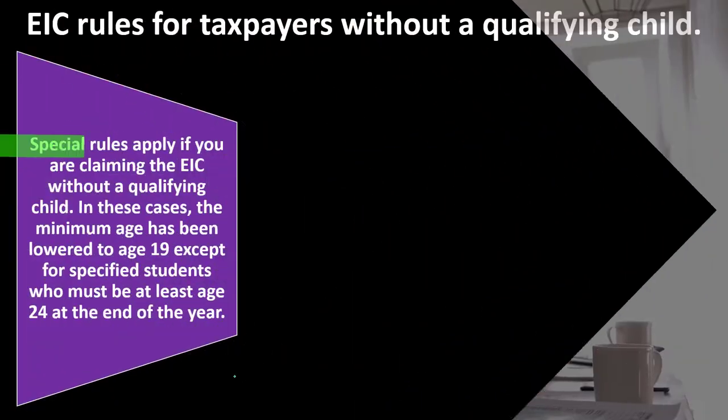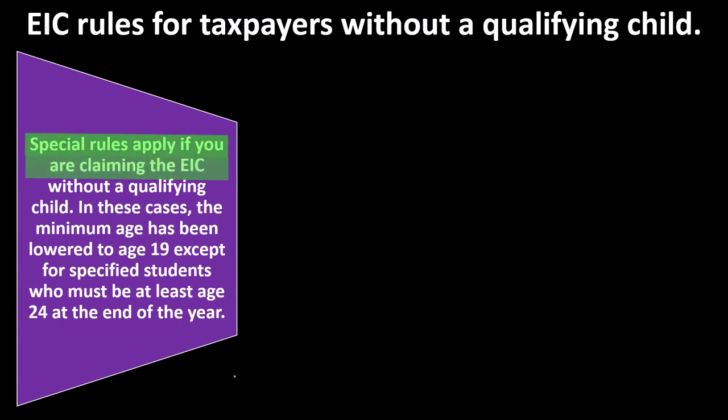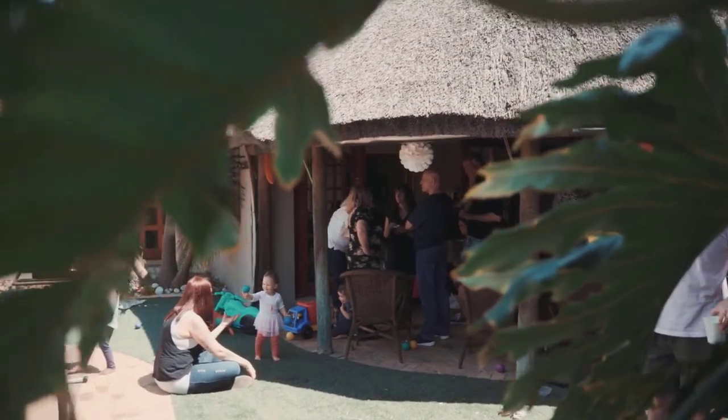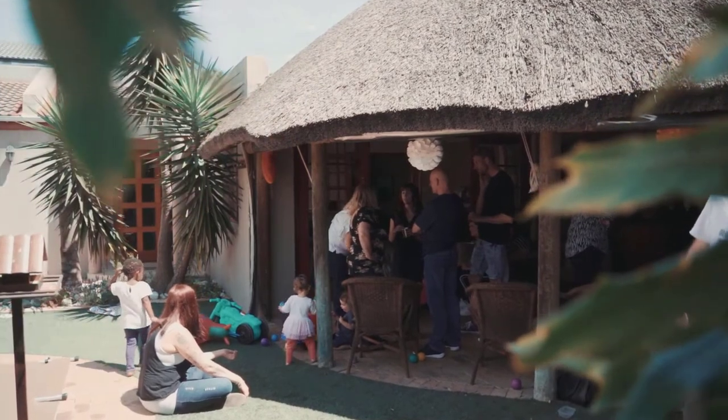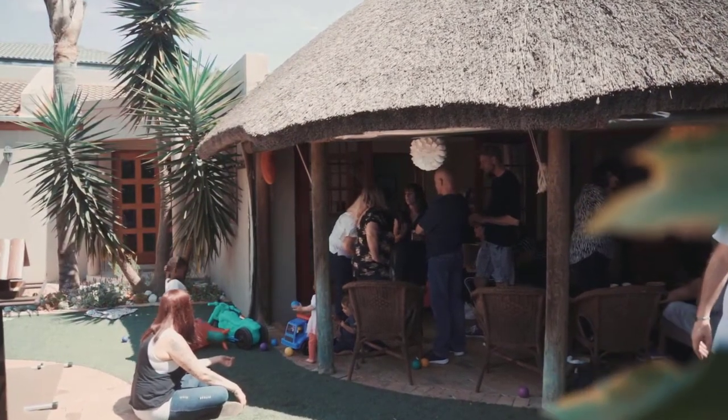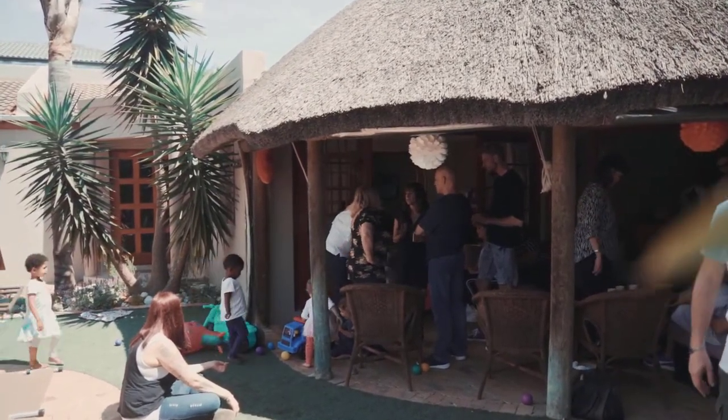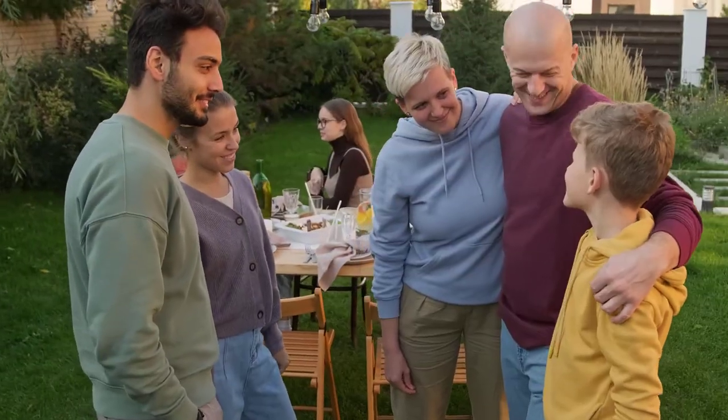But in any case, special rules apply if you are claiming the EIC, earned income credit, without a qualifying child. In this case, the minimum age has been lowered to age 19, except for specified students who must be at least age 24 at the end of the year. So they've changed the age limitation, and the age limitation was kind of a concern, you would think, because if people are below a certain age, they might still be kind of on dependent status and so on and so forth. So in any case, the age limit has changed.